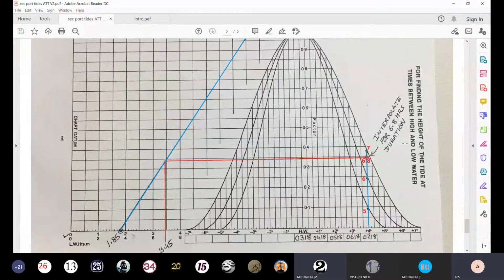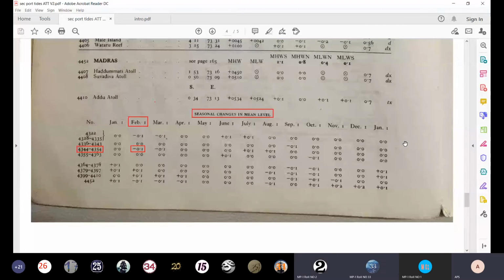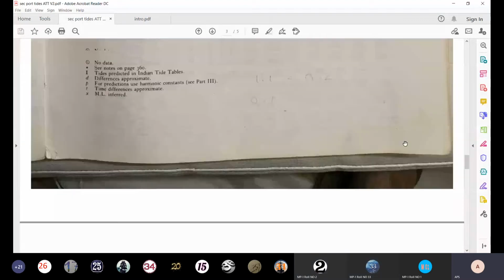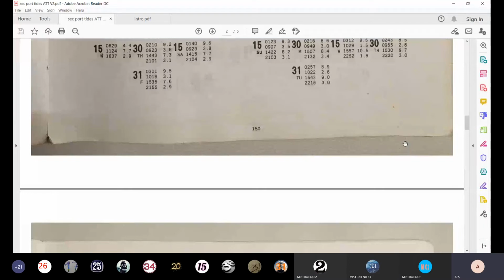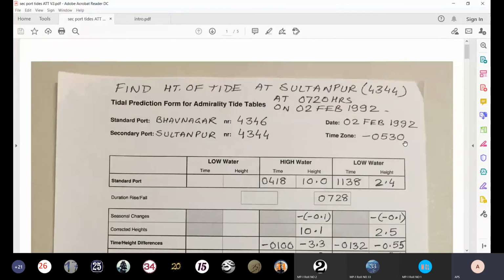Excuse me, sir. Yeah, tell me. Sir, could you please open that initial calculation page? Because I missed out due to connectivity issue. No problem. Today there is a lot of problem with that connectivity only. Okay, question is find height of tide at Sultanpur, port number 4344 at 7:20.